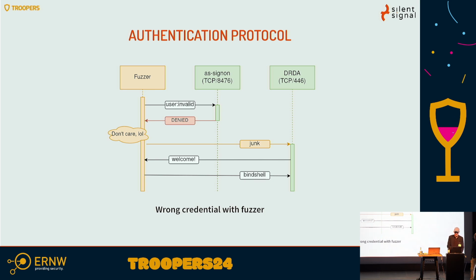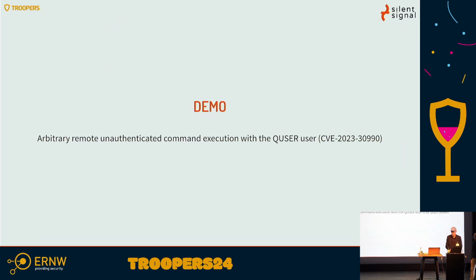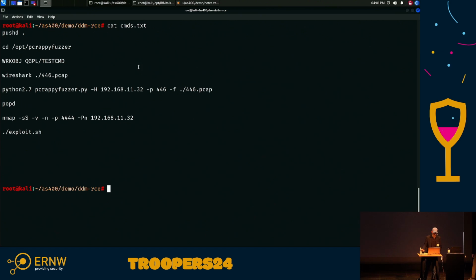So let's review the steps of this discovery. First, I'm running the fuzzer to identify the authentication issue in the DDM architecture.